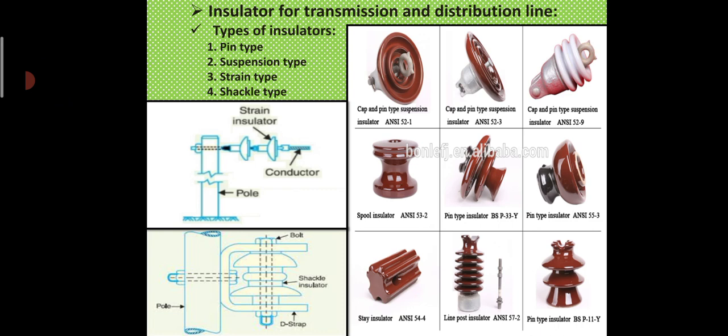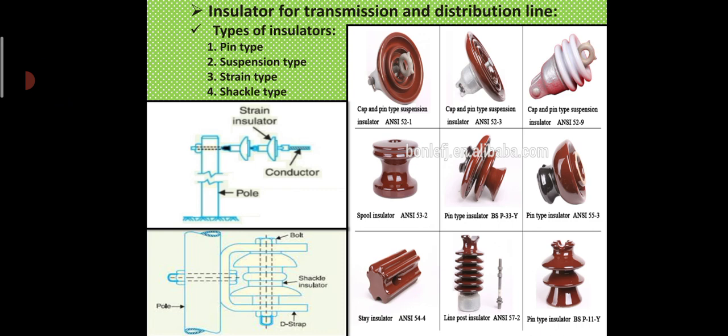In a pin type insulator, threads are cut at the lower portion of the special shape of porcelain. A threaded bolt is inserted into it and the bolt is fitted on the steel cross arm. A groove is pre-bored on the top of the insulator in which the conductor is placed and it is tied with the help of soft binding wire. When there is a slight bending of lines, the wire is placed in the neck instead of placing it in the top groove and it is tied.